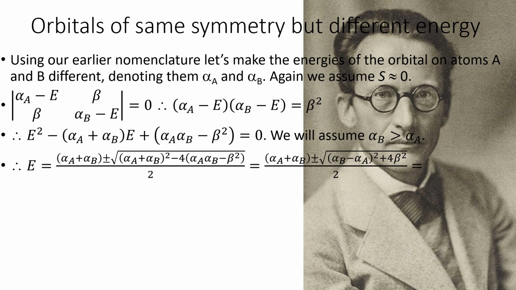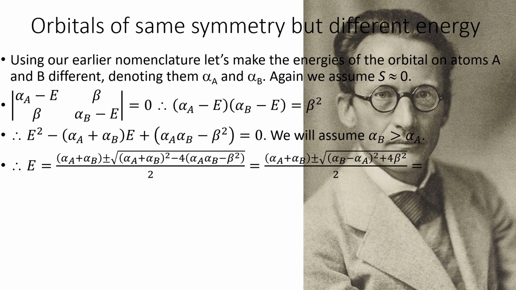But then when you subtract 4 alpha A alpha B, that leaves you with alpha A squared plus alpha B squared minus 2 alpha A alpha B, and that of course is the same thing as alpha B minus alpha A all squared. Now of course we could have chosen to do alpha A minus alpha B all squared, but we've just made this arbitrary decision that alpha B is larger than alpha A, so we write it that way just to keep it positive, plus 4 beta squared.